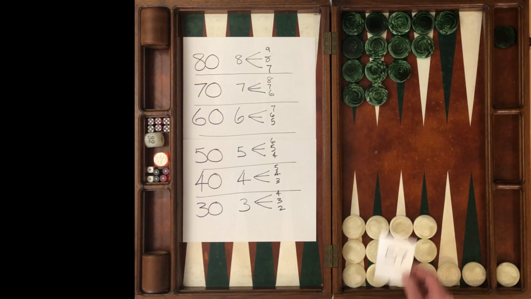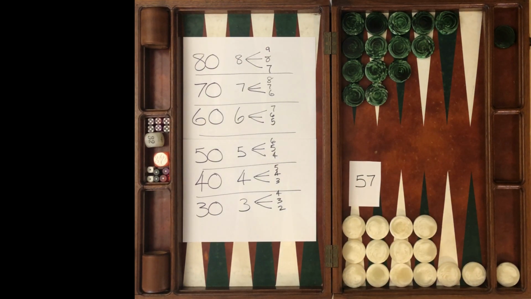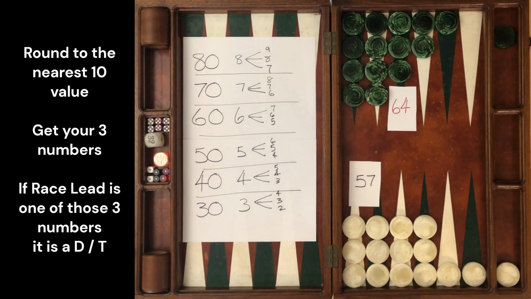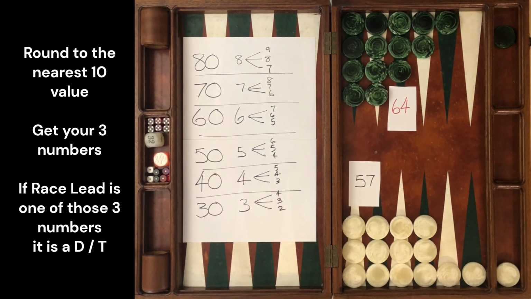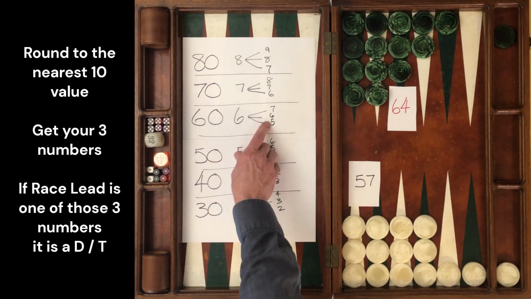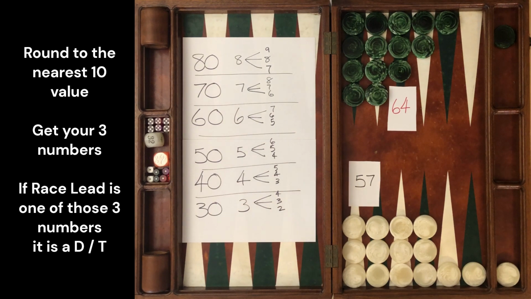Our next position, we have a pip count of 56 and our opponent's is 64. Nice healthy race lead. If we round this to our nearest 10 value, that gets us to 60. We're actually a little better than where we're at, but 60 gives us the numbers 5, 6, and 7. And our pip lead here is 7. So we're on the strong end of it, and we're just a little lower than 60.